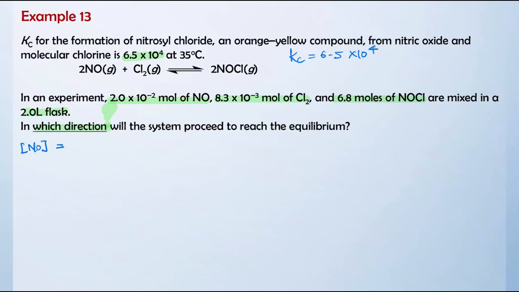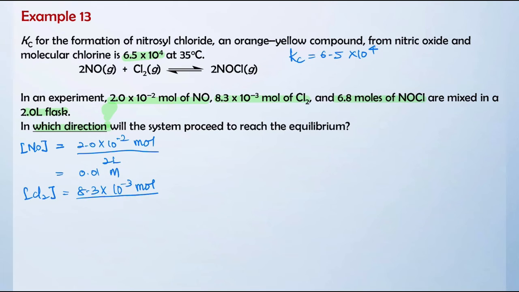First we find the initial concentration for each species in this question. The initial concentration for NO is 0.01 molar. The initial concentration for chlorine is 0.00415 molar. And the initial concentration for NOCl is 3.4 molar.